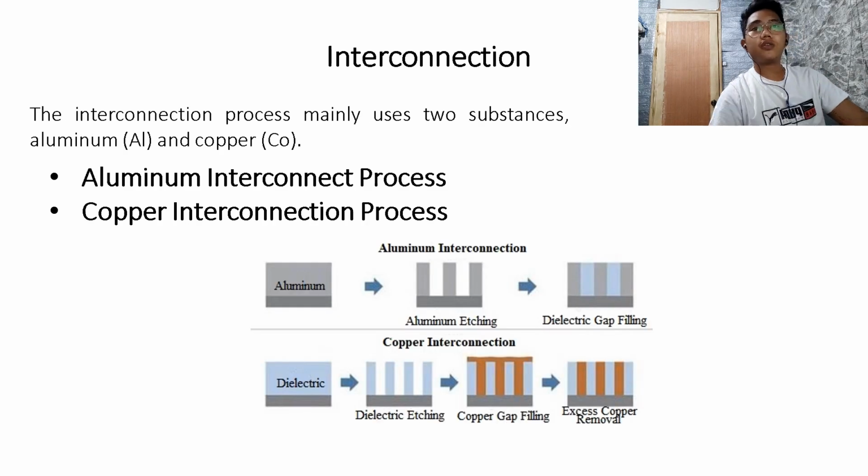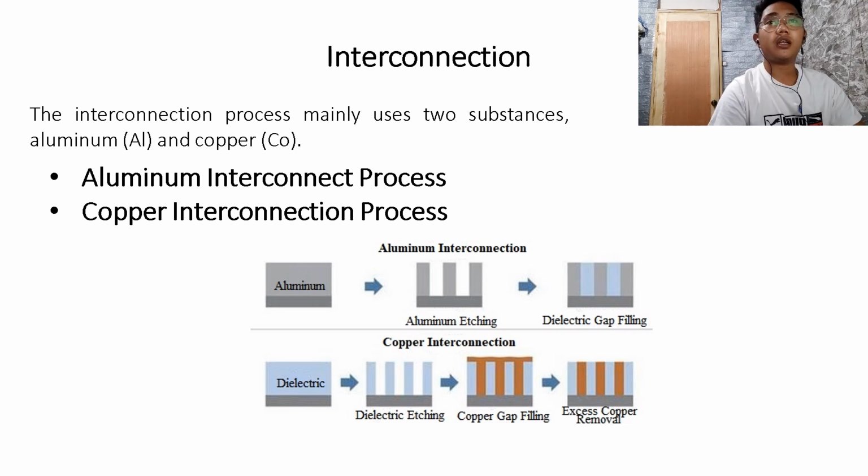So in continuation, the interconnection process mainly uses two substances, the aluminum and the copper. In aluminum interconnect process, this process starts with aluminum deposition, then photoresist application and exposure and development, then removing any excess aluminum and photoresist before entering the oxidation process through etching tech. After these steps are completed, we should repeat them until the interconnection is completed.